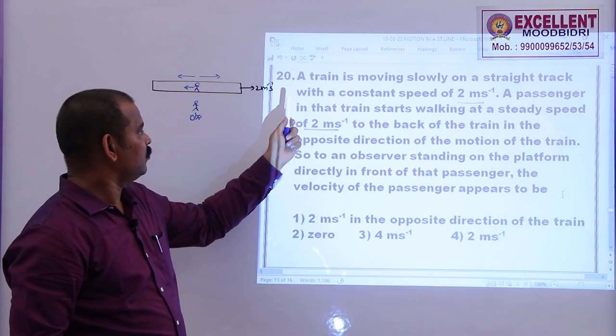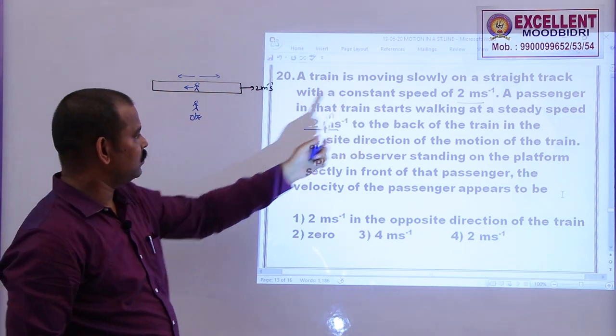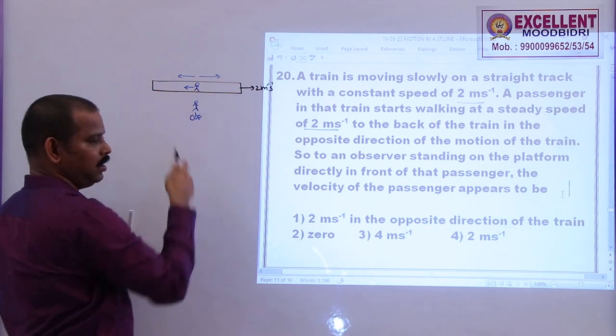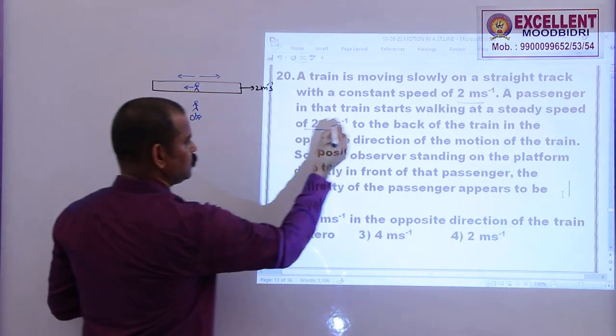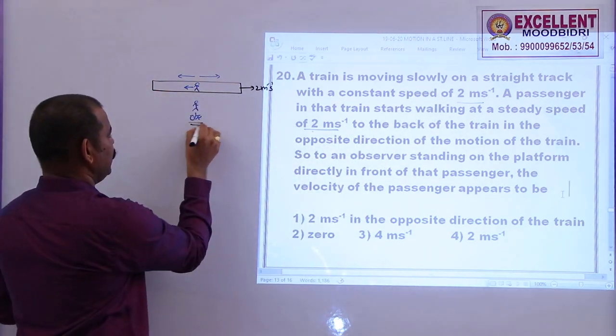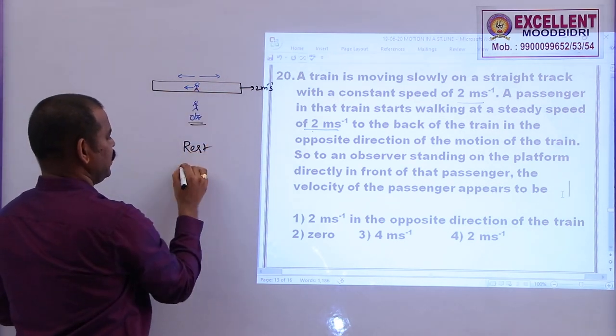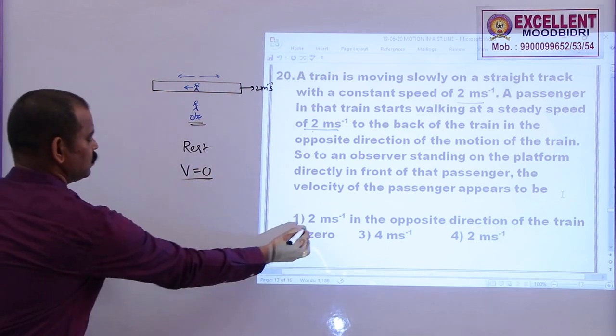Problem number 19, 20. Here in this problem, the train is moving in one direction at 2 meters per second and a person inside is moving in the opposite direction. As these two velocities are equal and opposite, for any observer, he appears to be at rest. So, that is why the velocity will be 0. So, option 2 is correct.